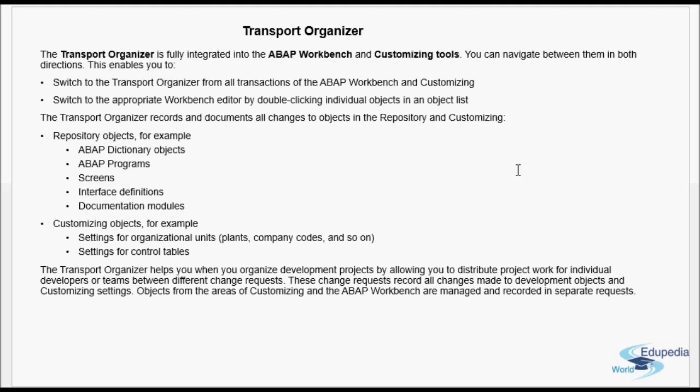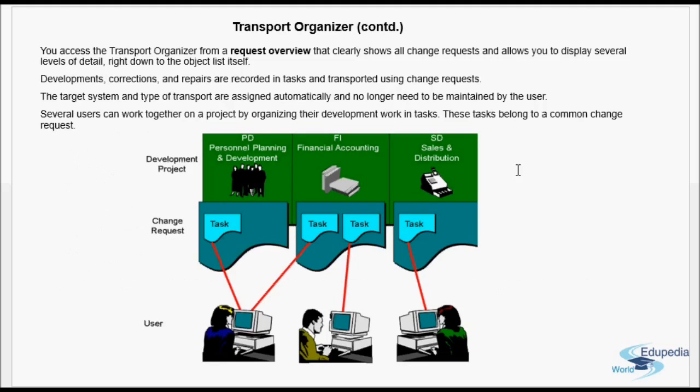Okay, so that transport organizer maintains all these change requests. You can access the transport organizer from a request overview that clearly shows all change requests and allows you to display several levels of detail right down to the object list itself. Developments, corrections and repairs are recorded in tasks and transported using change requests.